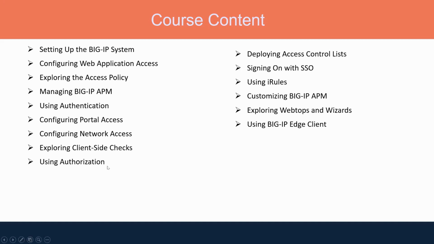Then we would talk about authorization. We would talk about the access control list, how you can restrict certain areas using access control lists. We would talk about SSO, and after that talk about iRules. Okay, so here we will talk about iRules with regard to APM. Then we are going to talk about how you can customize APM as per your organization requirement. Okay, so we will take some scenarios over here and we will talk about the APM configuration. Then we would discuss webtops.